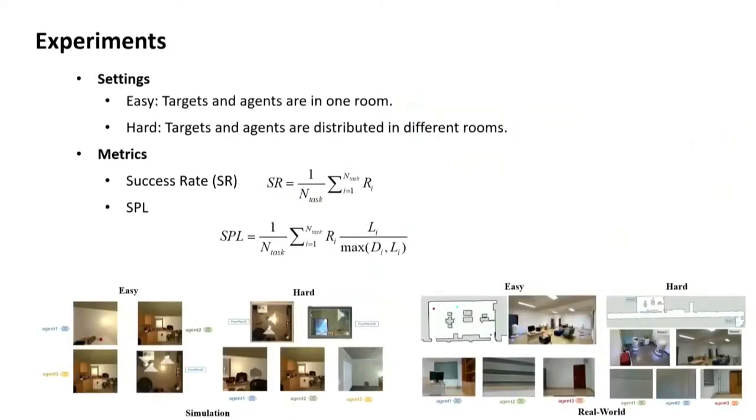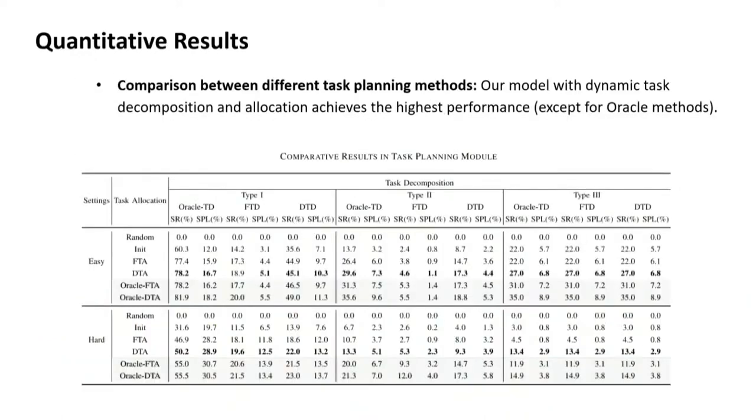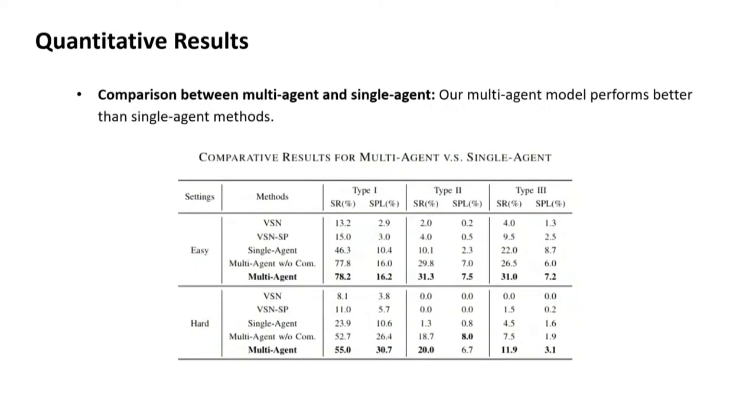In our experiments, we have easy and hard settings in both simulation and real world. In the easy setting, targets and agents are in a single room, and in the hard setting, targets and agents are distributed in different rooms. We compare different task planning methods, and our model with dynamic task decomposition and allocation achieves the best results, except for Oracle methods. And we compare multiple agents with single agent methods. Our model with the multi-agent method achieves better results.